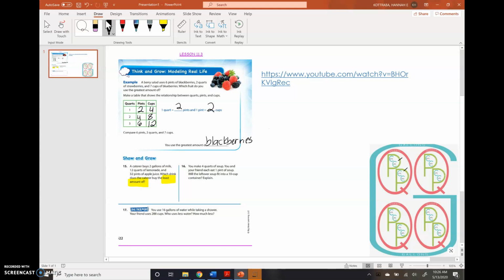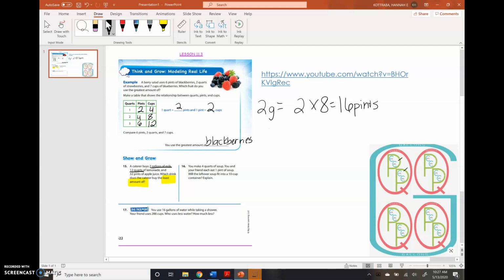So let's convert everything into pints, which is good because apple juice is already in pints, but we need to convert the 2 gallons of milk into pints. You can use your conversion and say, how many pints are in 1 gallon? Look at your kingdom gallon. 1, 2, 3, 4, 5, 6, 7, 8 pints are in 1 gallon. So we got to double that. 2 gallons is going to mean 2 times 8, which is 16 pints. So we converted this one.